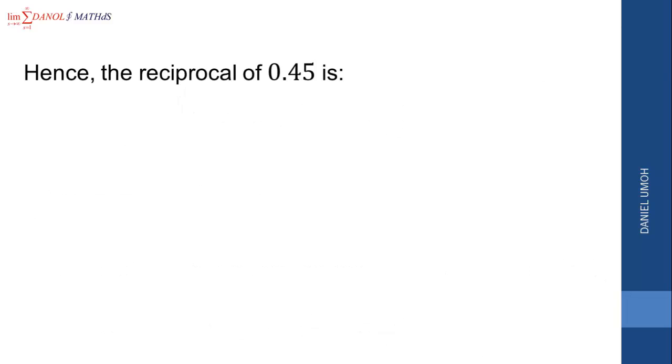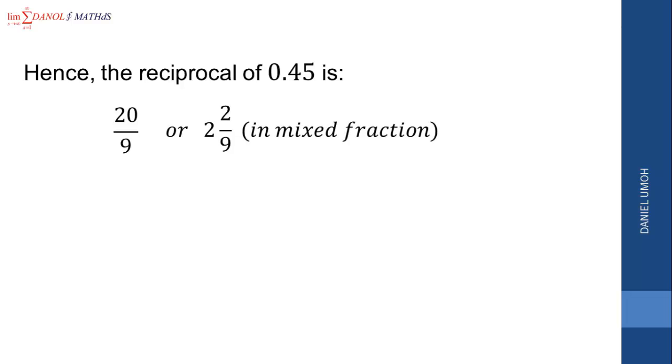Hence, it therefore means that the reciprocal of 0.45 is 20 over 9, or 2 whole number 2 over 9, that is in mixed fraction form, or 2.22222 in decimal form. That is by saying 20 divided by 9. When you check that with your calculator, you have 2.22222.